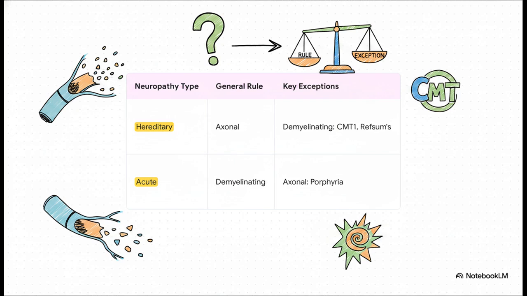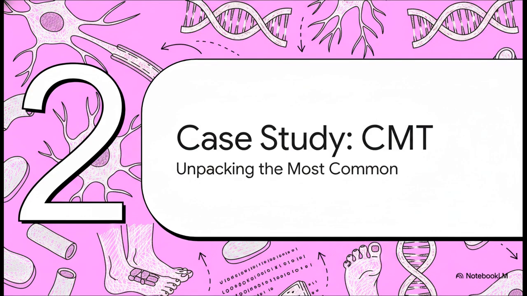But, and this is the important part, it's the exceptions that really define the field. We're going to be talking a lot about CMT1 and Refsum's disease. Why? Because they break the rule. They're hereditary but demyelinating. On the flip side, we'll look at porphyria, which is acute but axonal. Seriously, understanding these exceptions is the name of the game for diagnosis. All right, let's put this framework into action.